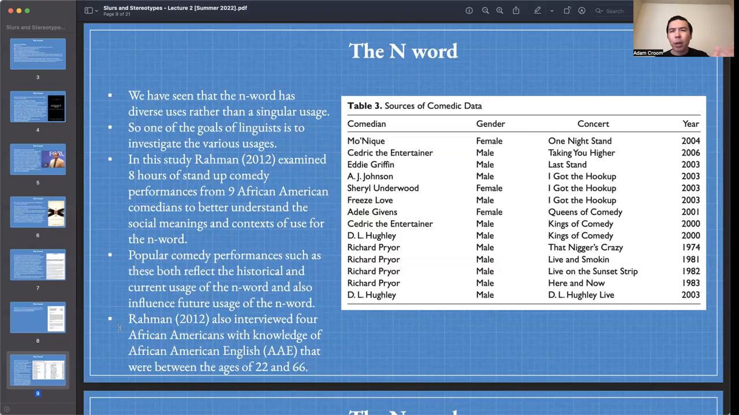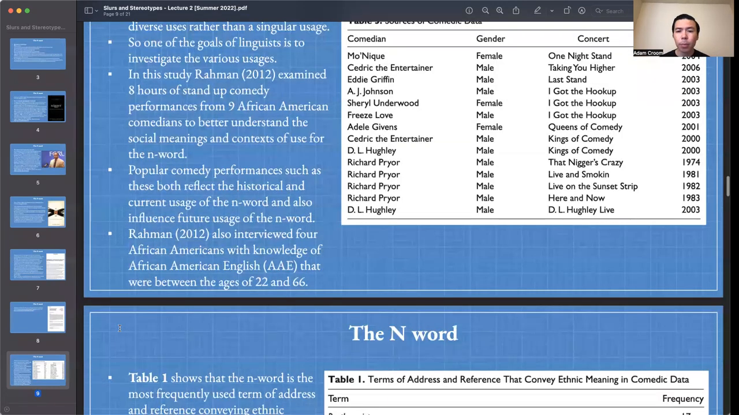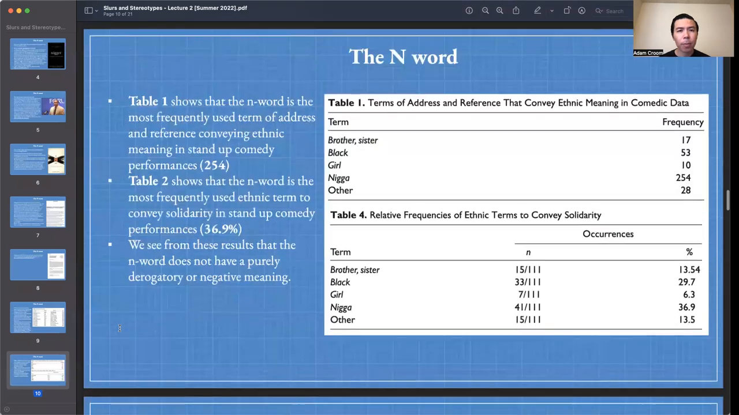And it's just because what's appropriate or the ideal terminology changes over time, and we adjust and try to adopt the best, most suitable terminology, okay? So for today, I'll just use AAE. All right, so what did Rahman find from her study, looking at 8 hours of stand-up comedy and discussing language use with 4 African Americans that were highly competent in AAE? What do we understand about the N-word?